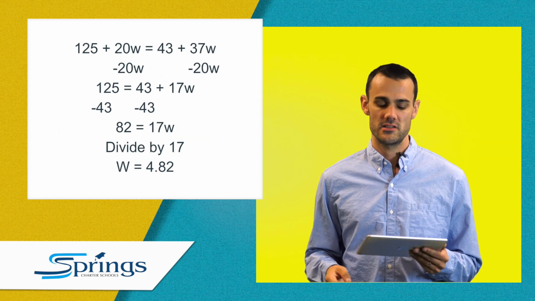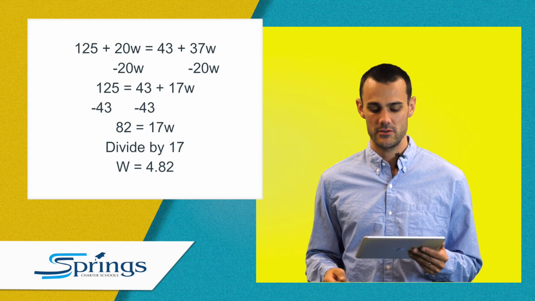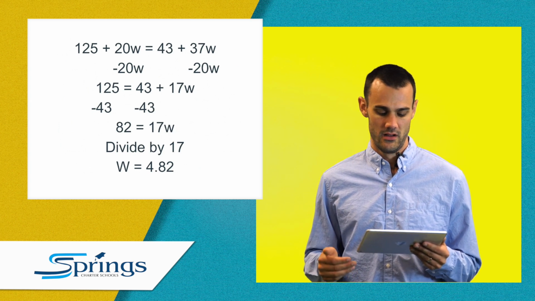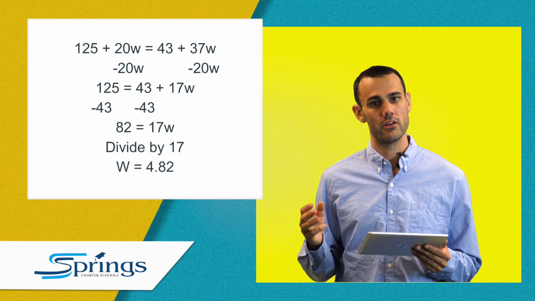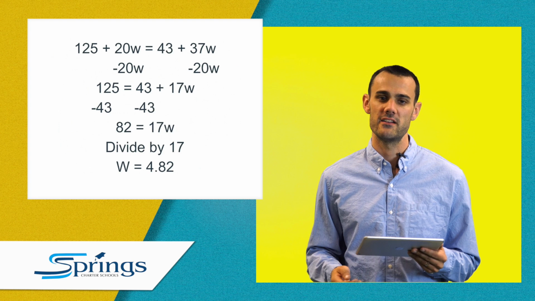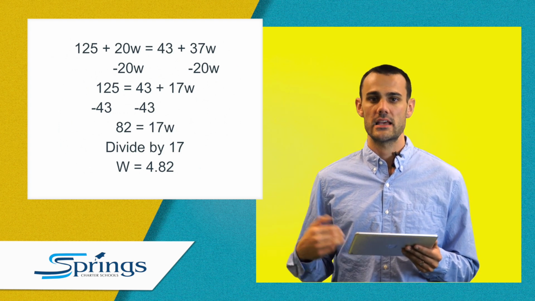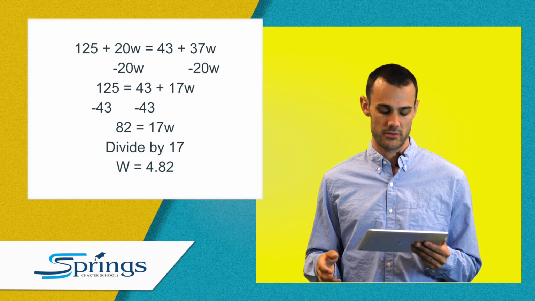This results in the equation reading 125 equals 43 plus 17w, since 37w take away 20w results in 17w. Then we go ahead and subtract 43 from both sides to move all of our constants or numbers to the left side of the equation. 125 minus 43 gives us 82. And we bring down that 17w, so our equation right now reads 82 equals 17w.